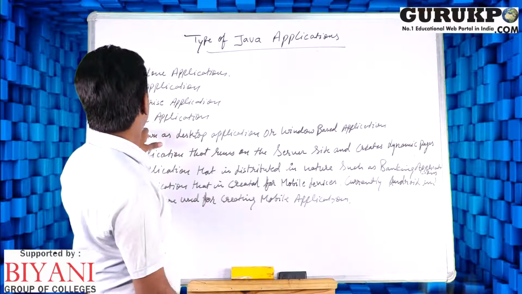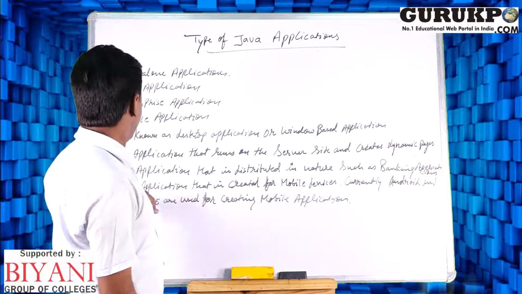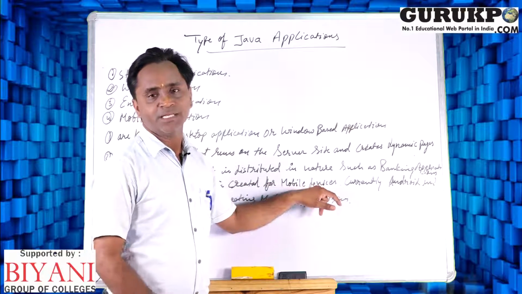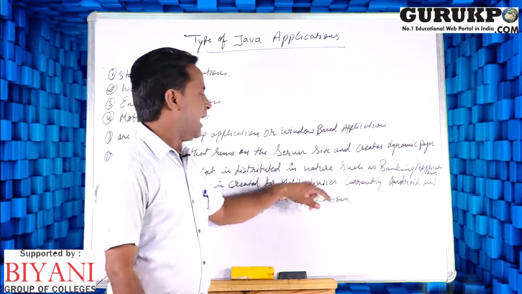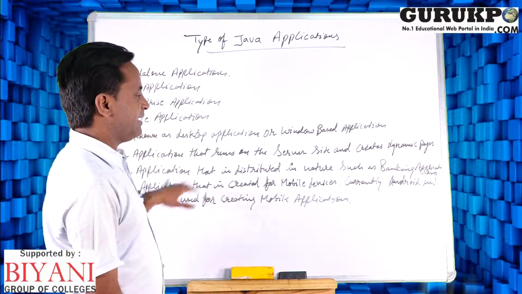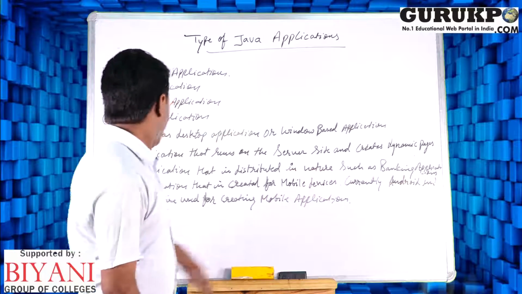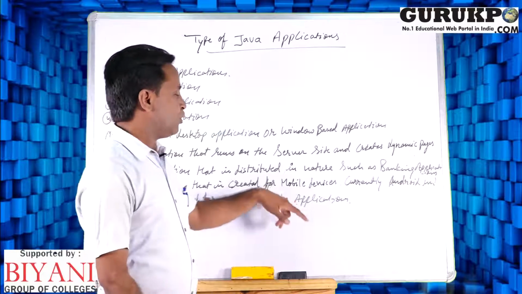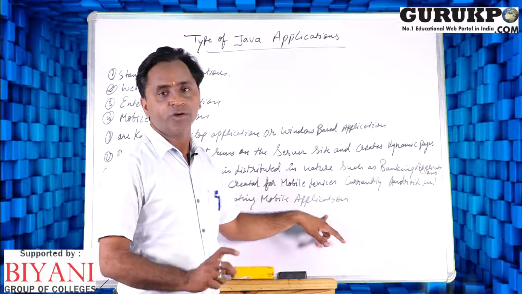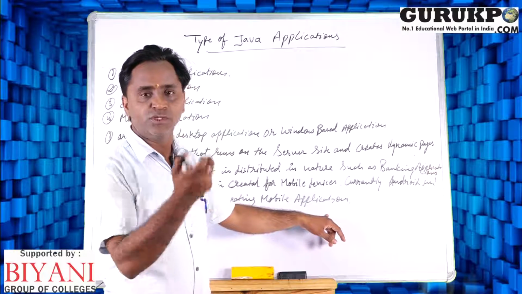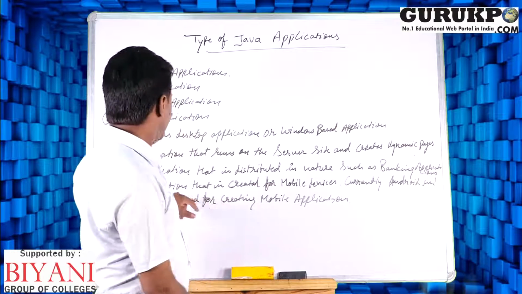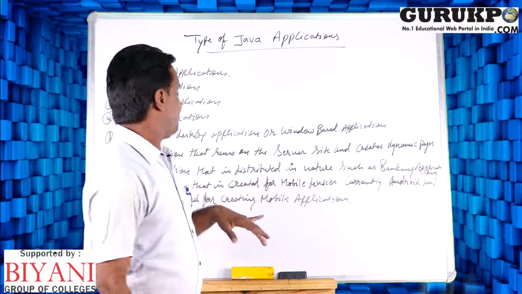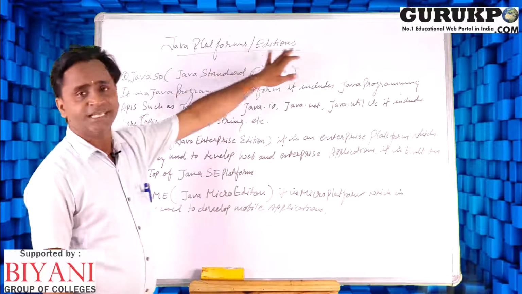Next one is mobile application. Mobile application is an application that is created specially for mobile devices, and currently Android and Java ME are used. Java ME is used for creating mobile applications only for mobiles. Next, Java platform editions.